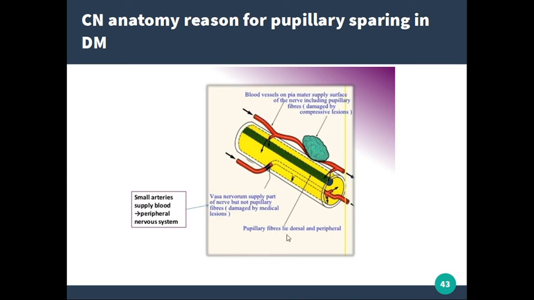The pupillary fibers lie dorsal and peripheral. As we said again, these fibers lie around the nerve circumference, whilst the motor nerves lie at the center. So we can get a third nerve palsy, but if there is no surgical compression on the outside, these fibers are spared. Okay? There is sparing of the external fibers, and this will maintain or retain the pupillary reflex because of the sparing of the parasympathetic fibers.